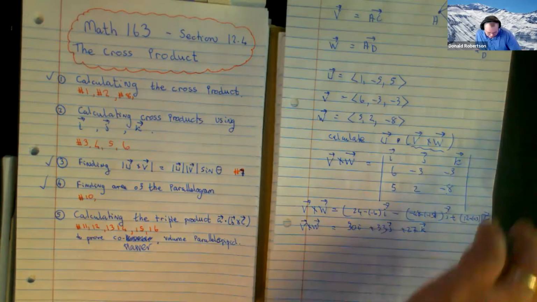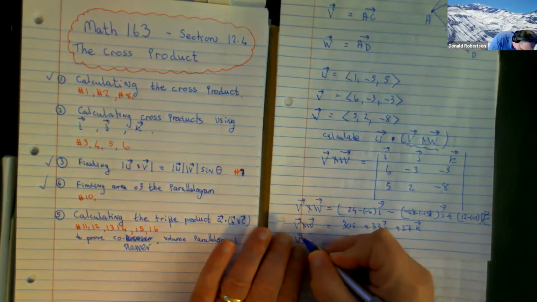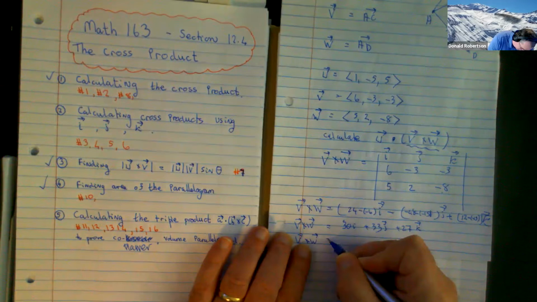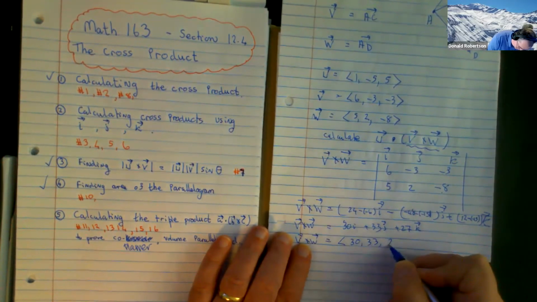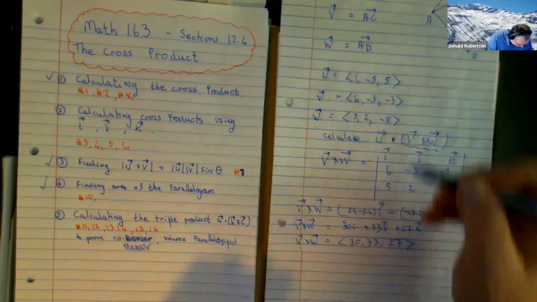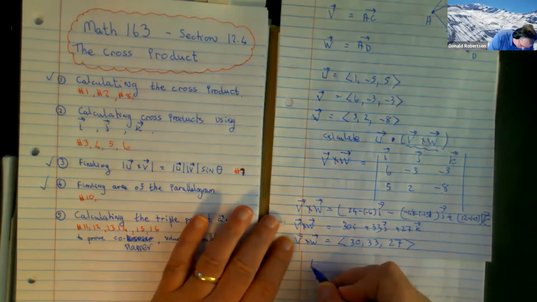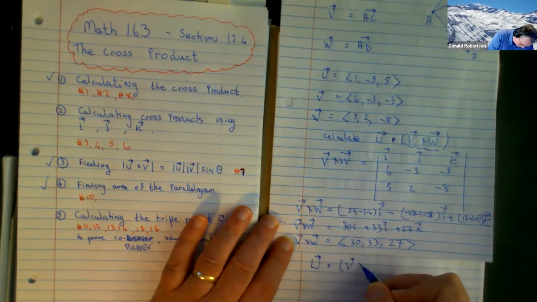But all those calculations look okay. If you've seen any that don't work, tell me. So I'll assume that everything is good. So 30, 33, 27, I like that. And now I'll go and do the dot product part. So U dot the cross product.